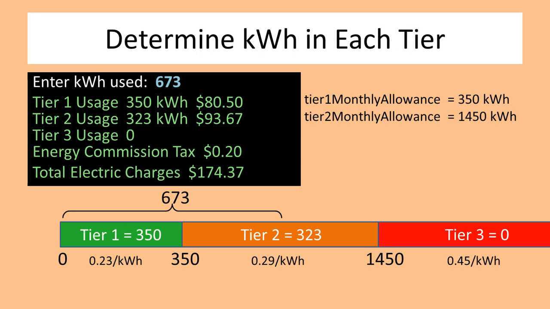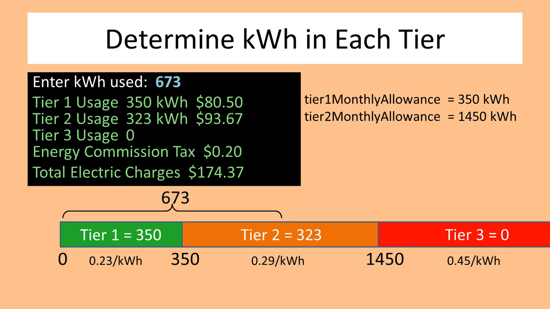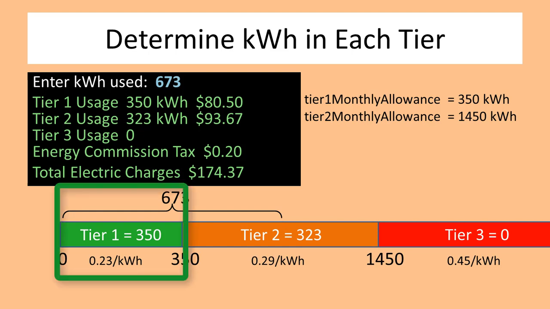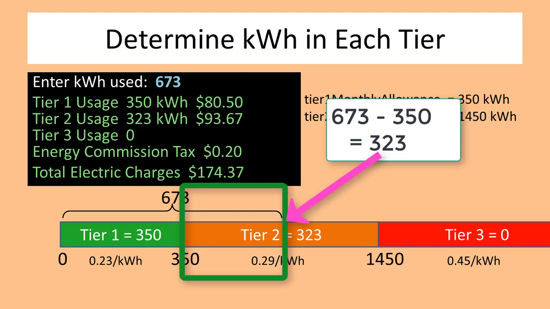The next thing to do is to determine how many kilowatt hours are used in each tier. Since I used 673 kilowatt hours, I ended up in Tier 2. But I'm not getting billed at 29 cents for all my energy used. I'm only getting billed at 23 cents per kilowatt hour for the first 350 kilowatt hours. The number of kilowatt hours in Tier 2 is computed as the total of 673 minus the 350 from Tier 1, which is 323. I did good this month and I didn't go into Tier 3.